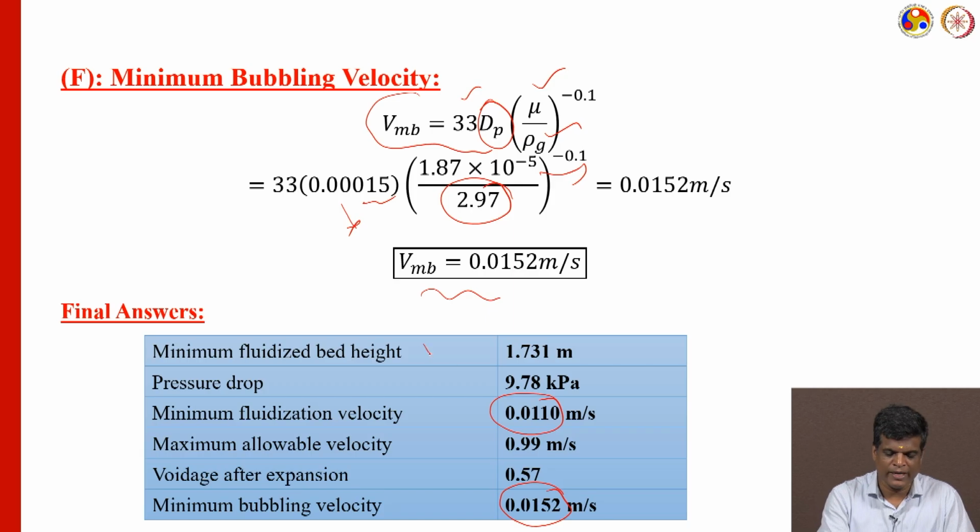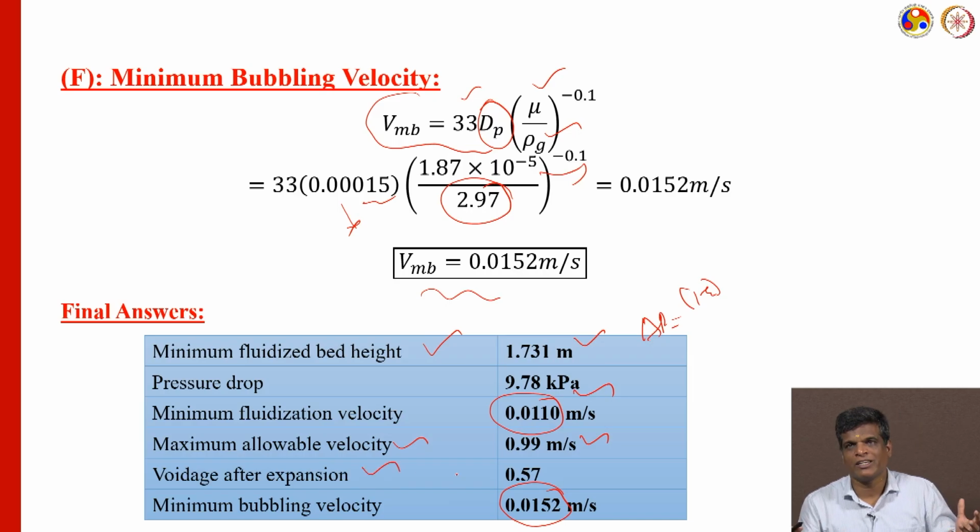Then we got the minimum fluidized bed height, then for the pressure drop delta P we use the equation with 1 minus epsilon mf. Then the allowable velocity is the ratio, 90 times that one, so that is how much we can use of the terminal settling velocity. The voidage after expanding 2.5 times is 0.57. Then the minimum bubbling velocity, using this equation, we got.